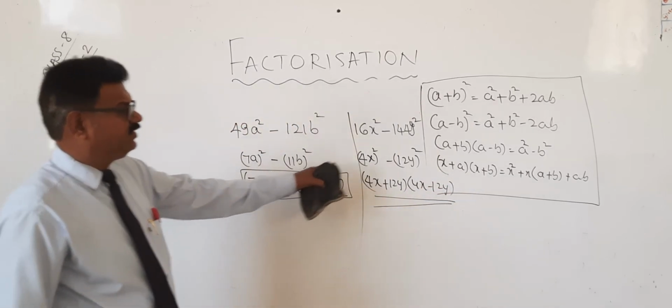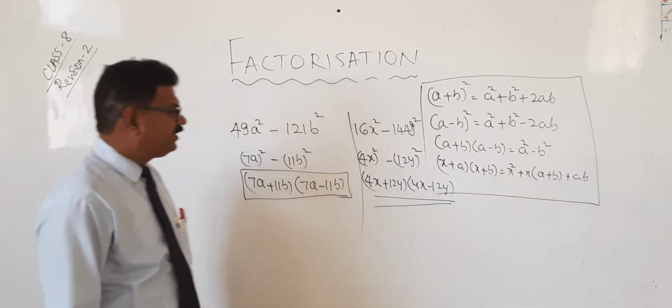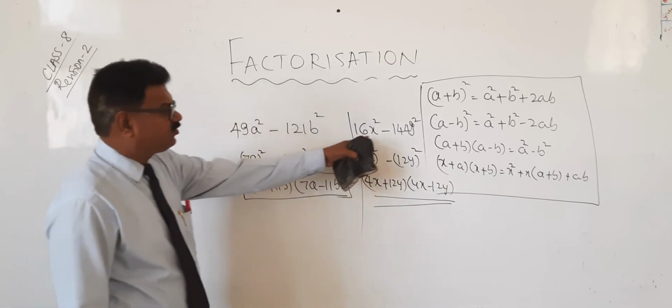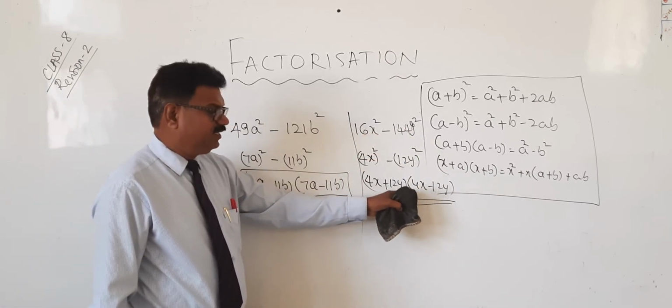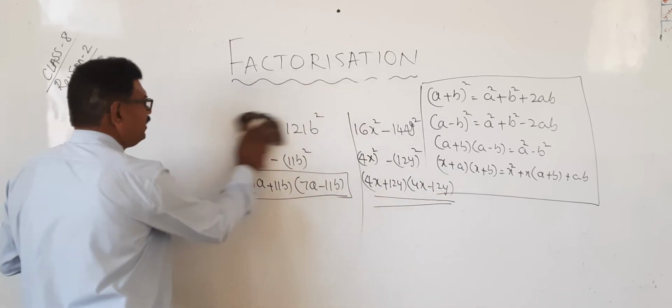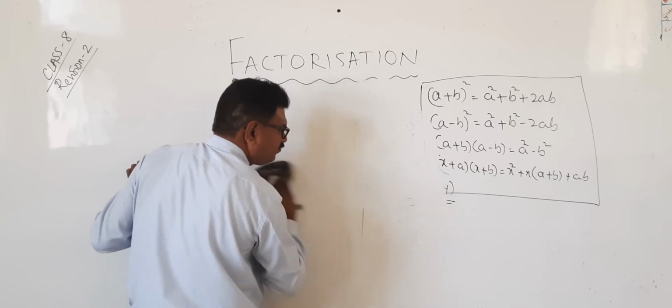Okay? So this is which? A plus b into a minus b is equal to a square minus b square. This is a square minus b square. Therefore what we got? A plus b into a minus b. Okay? Like this we will find some more.